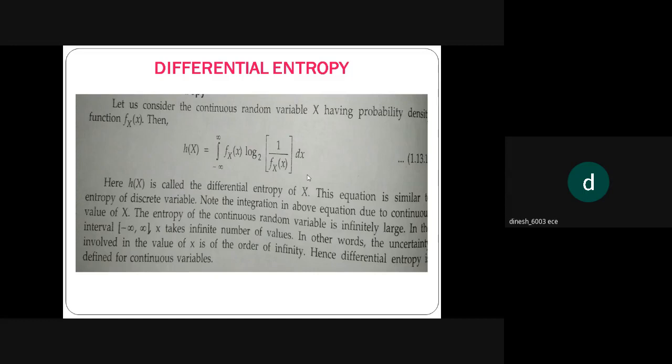This is a similar equation to the entropy of a discrete variable. So this is your differential entropy. The entropy you got for the x probability function or for an x value is differentiated with the limits. The limits range from minus infinity to plus infinity for a continuous random variable. That we call differential entropy.